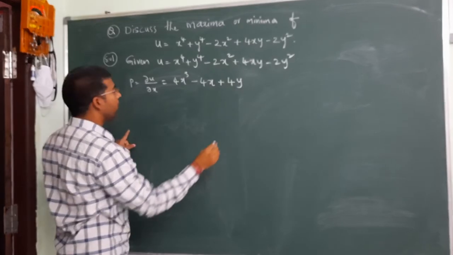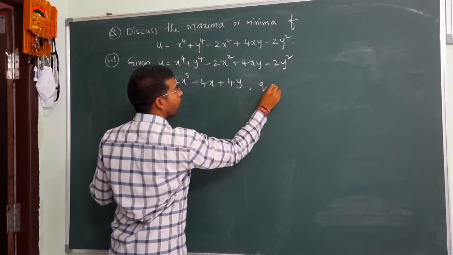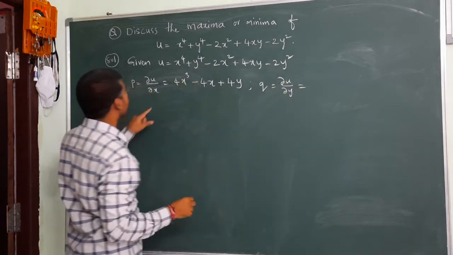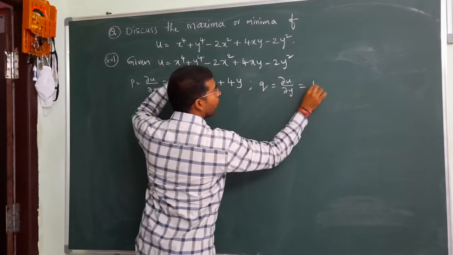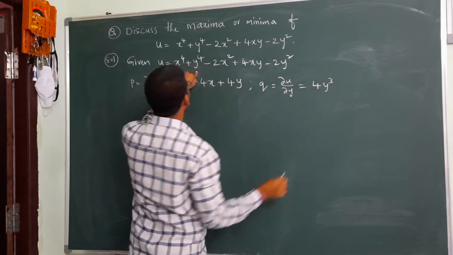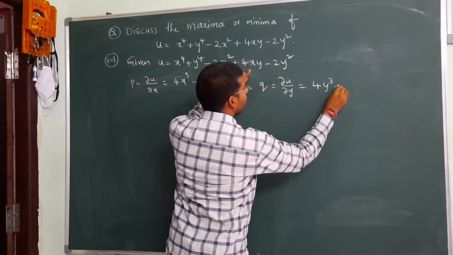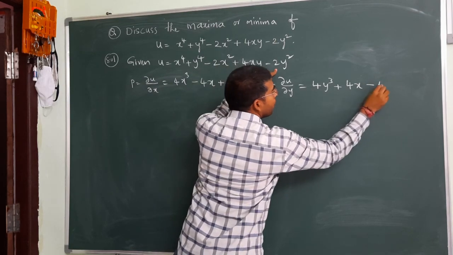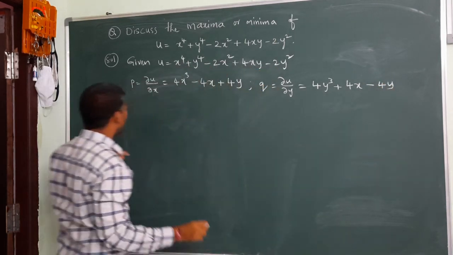Okay. In a similar way we can find Q. What is Q? Partial derivative with respect to y. This is 0, this is 4y cube and this one is plus 4x and this one is minus 4y. Okay, we got P, Q, right?